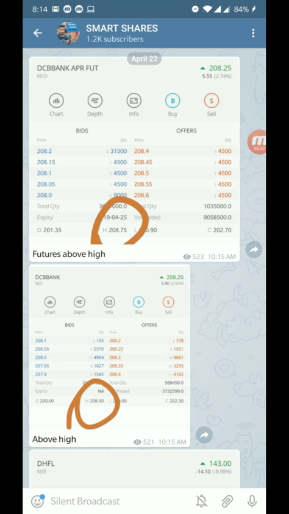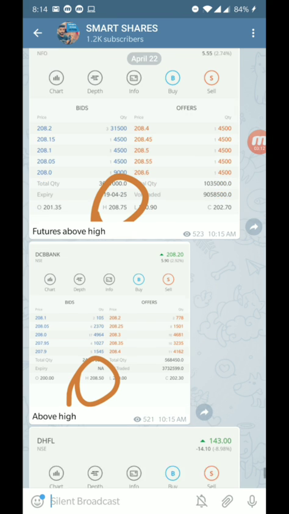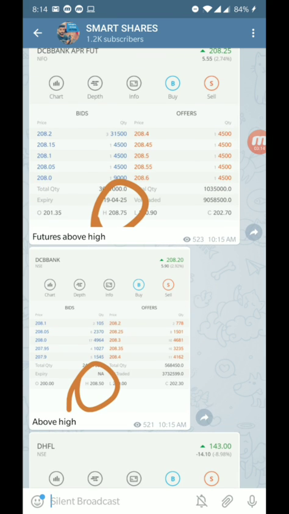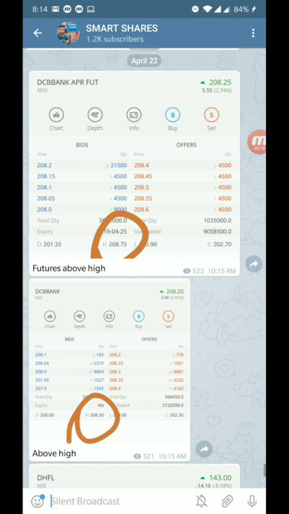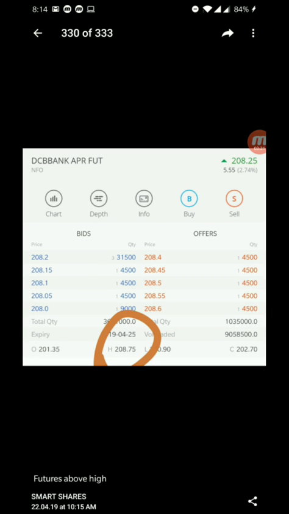So if I go to my Telegram channel, for 20 seconds I was observing a few things and I was sharing with my members to observe. I always tell them to observe these levels. So this was DCB Bank futures and DCB Bank equity. Above futures high and equity also above high. So the level was 208.75. The current price was 208.25, if you see. So we were looking only if it crosses 208.75, can we observe 0.3% or more from that, is what we were observing.